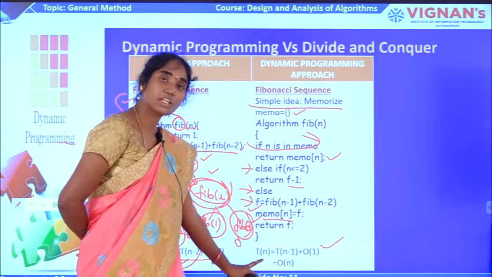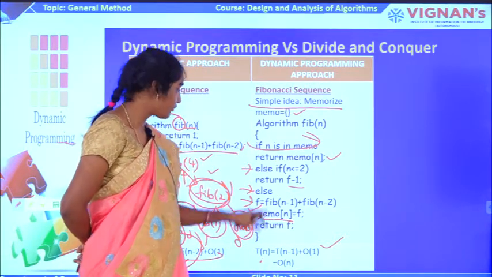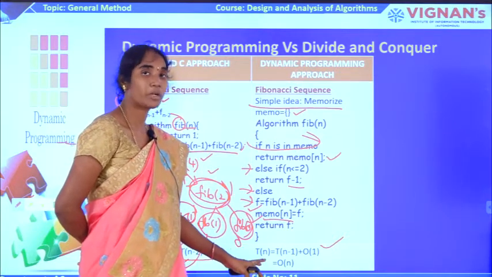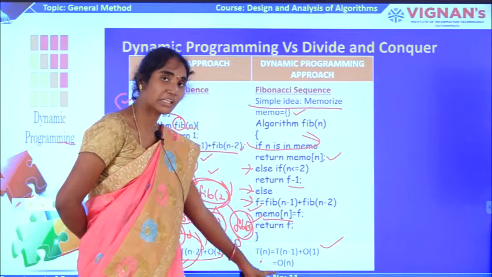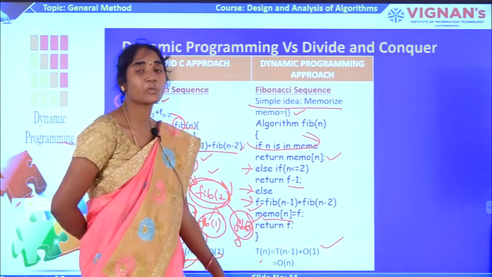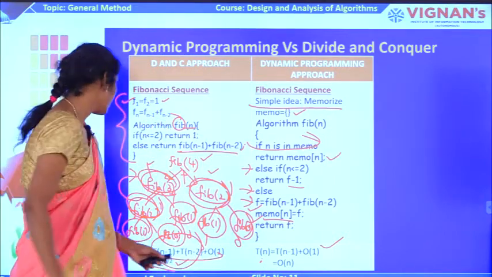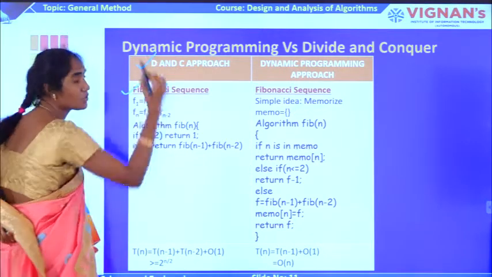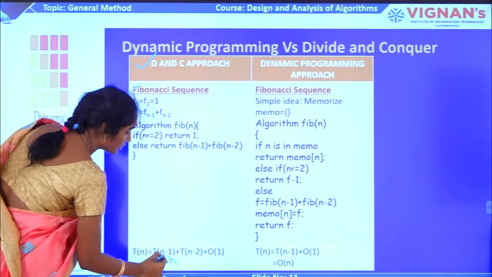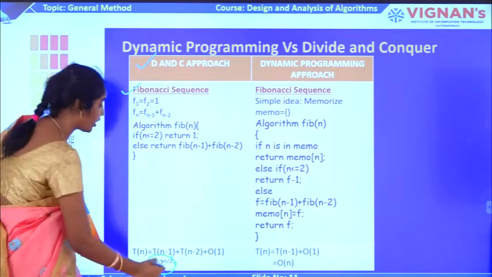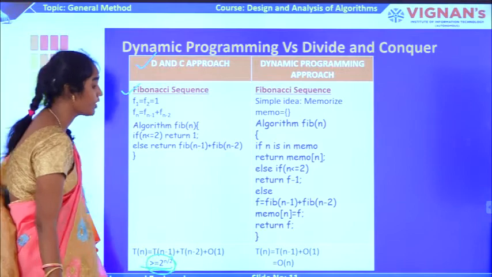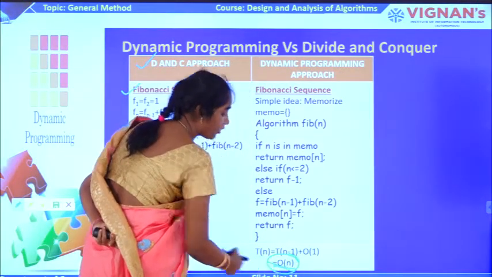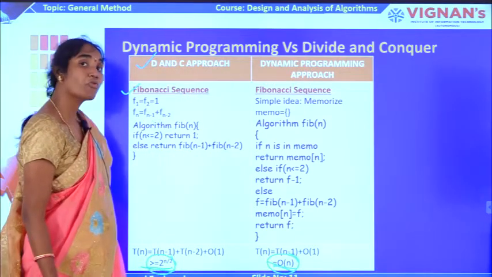So the corresponding time required for the Fibonacci sequence generation algorithm, if I am using the dynamic programming approach, T of n is equal to T of n minus 1 plus big O of 1, which is equal to big O of n. So the Fibonacci sequence which uses the DNC approach has time complexity greater than or equal to 2 to the power of n by 2, whereas if it uses the dynamic programming approach, the complexity is big O of n. So somewhat it is reduced.